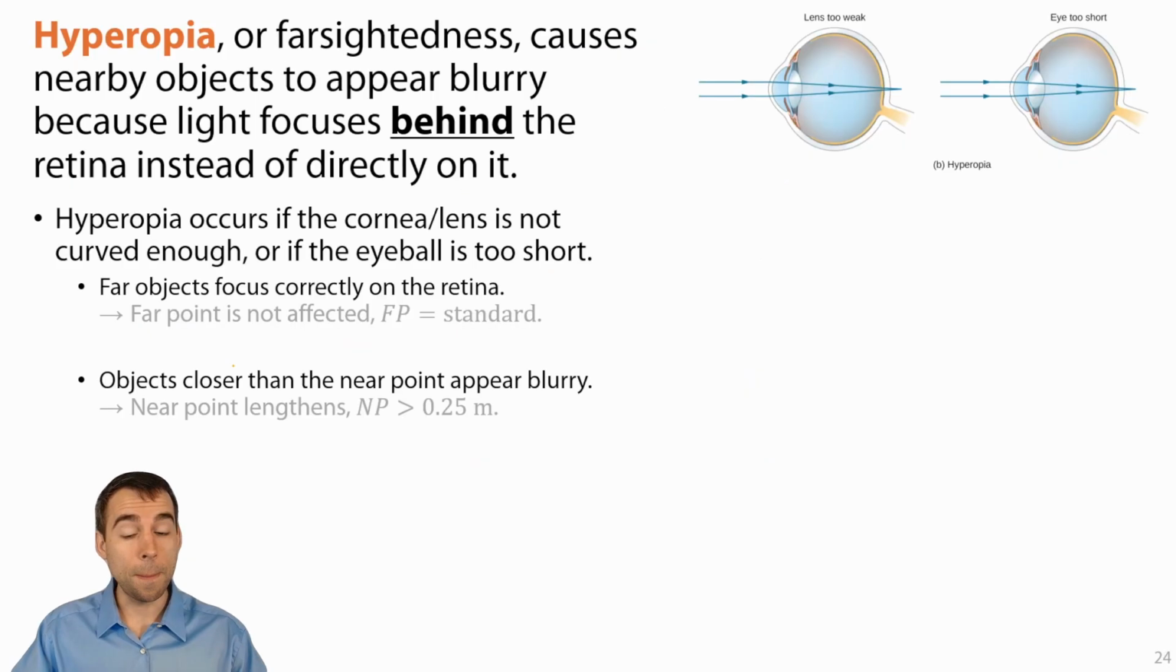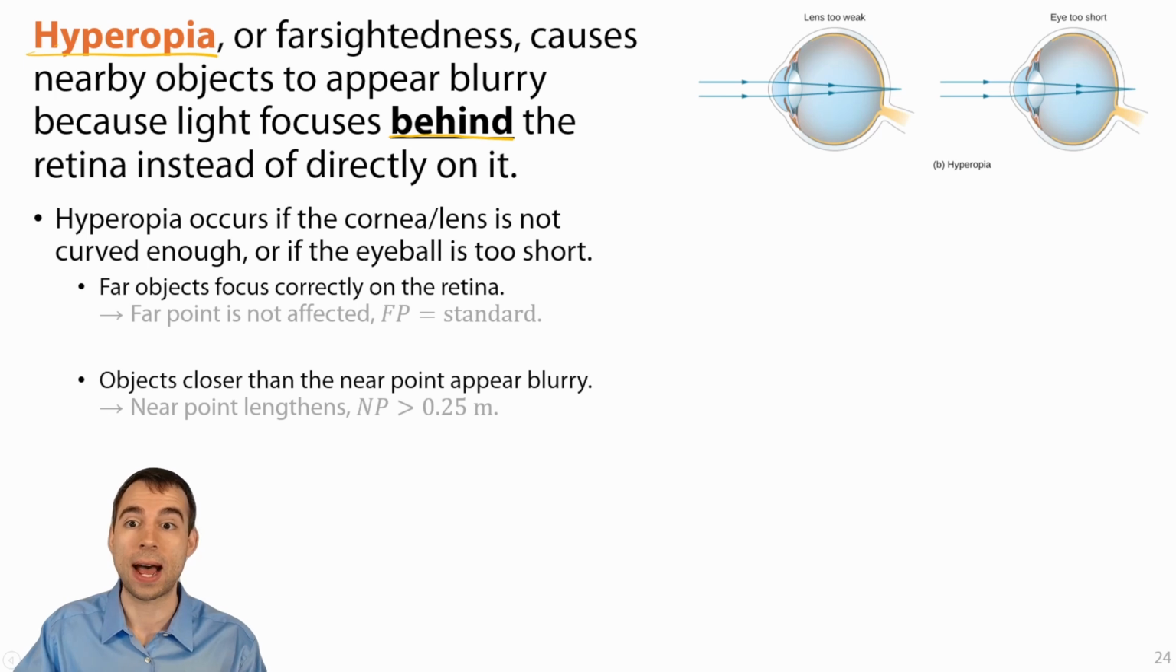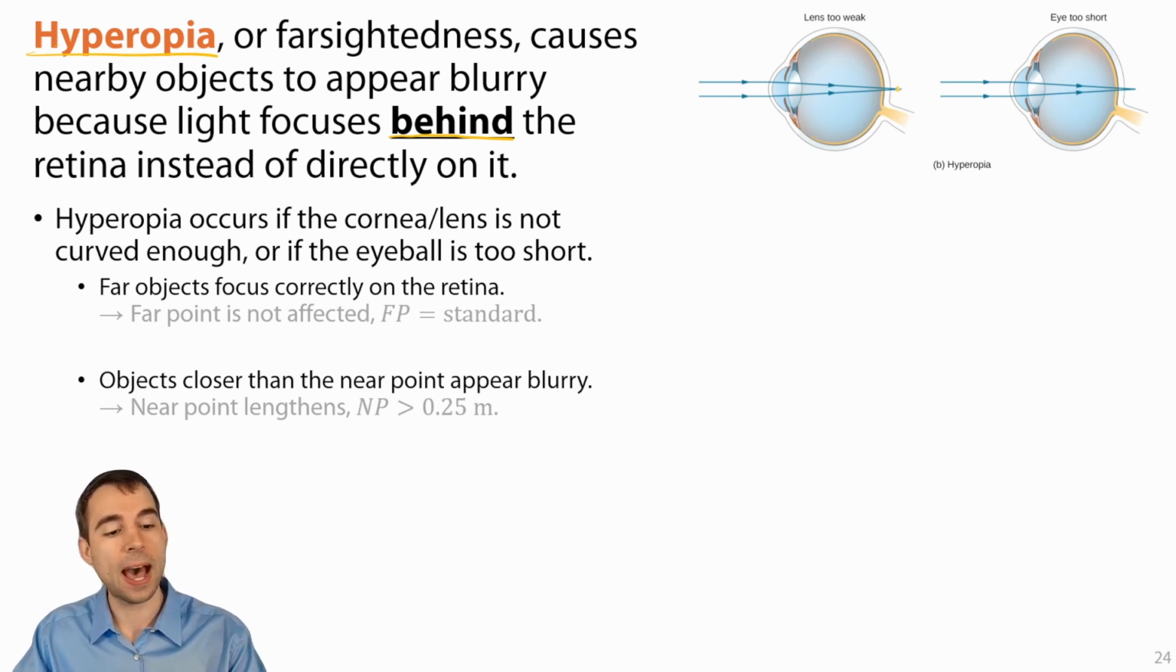Hyperopia describes farsightedness, and essentially this means that light rays coming in parallel toward your eye will end up focusing behind the retina.